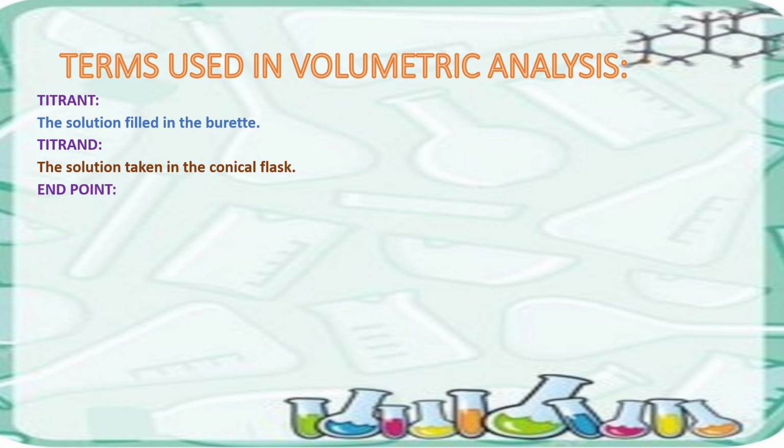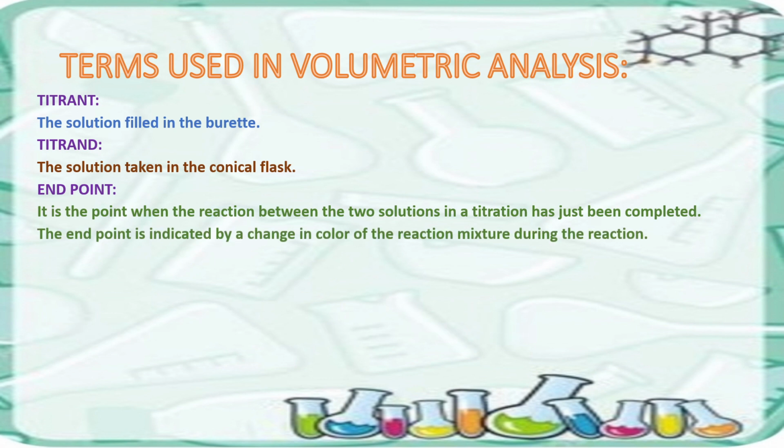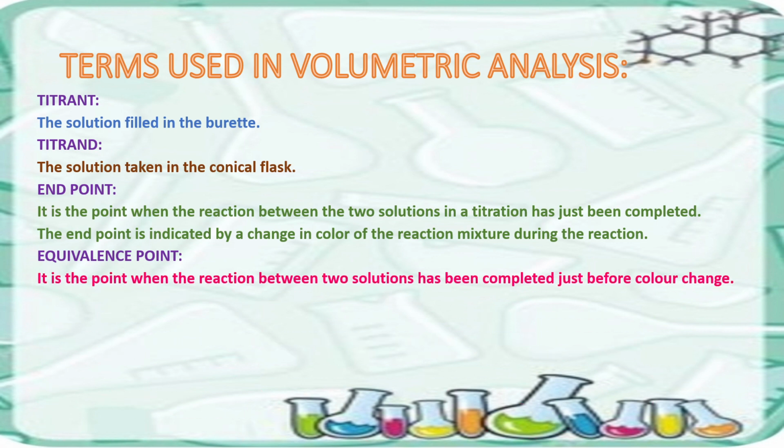End point. It is the point when the reaction between two solutions in a titration has just completed. The end point is indicated by change in color of the reaction mixture during the reaction. Equivalence point. It is the point when the reaction between two solutions has been completed just before color change.